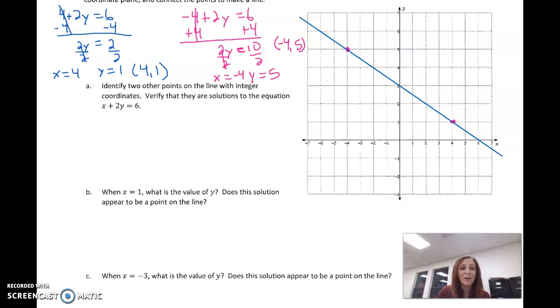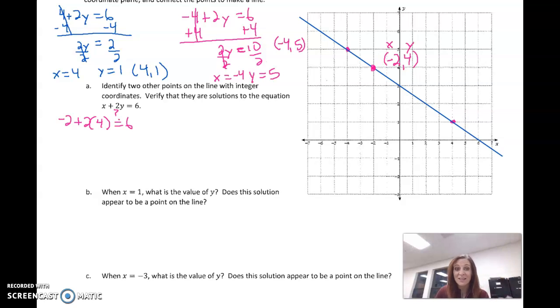Okay, now it says identify two other points on the line with integer coordinates, meaning through the grid lines, and verify that they're also solutions. So let's look here. Right here is the point negative 2, 4. This is the x value, this is the y value. Let's plug it in: negative 2 plus 2 times y, which is 4. I want to know, does that equal 6?